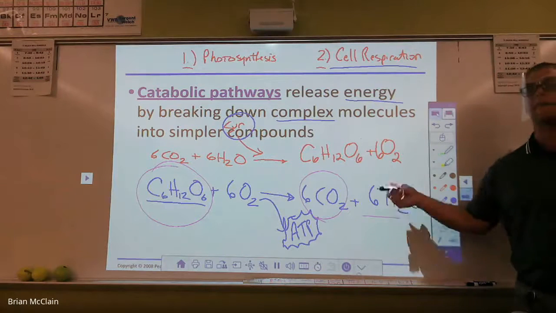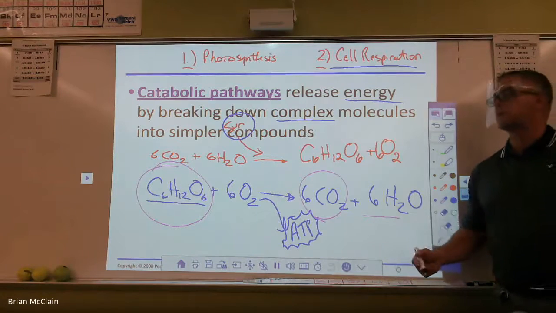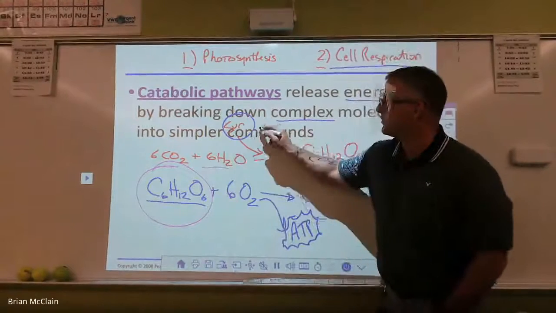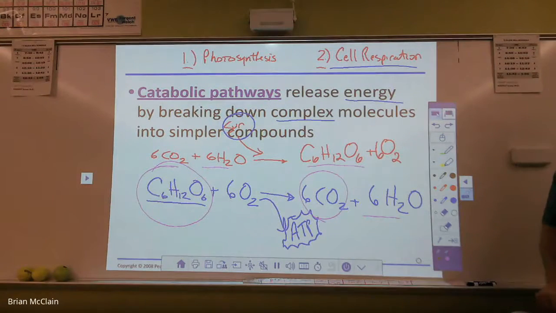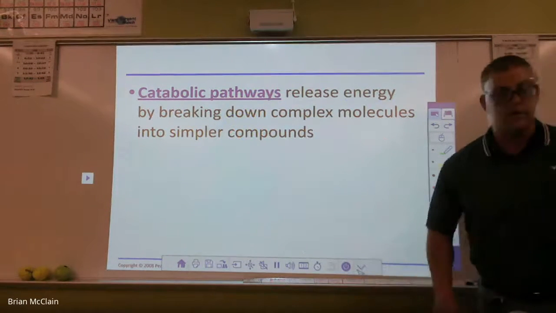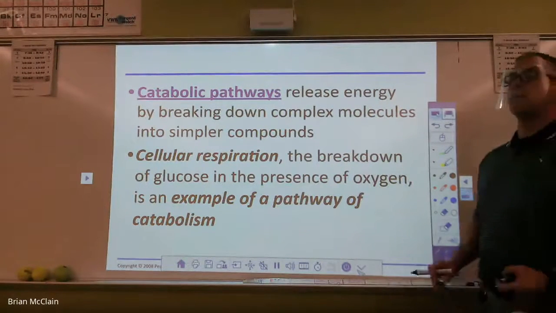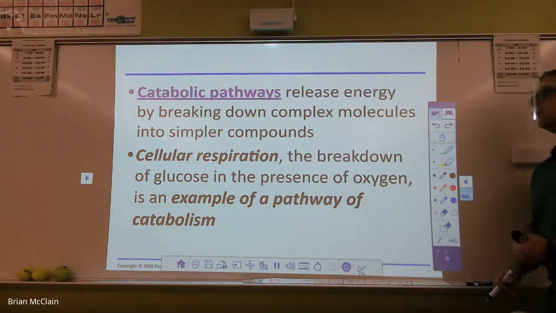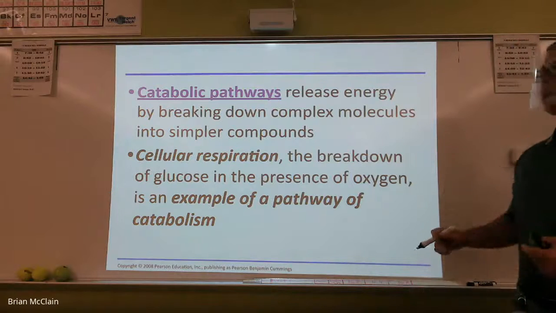So we might as well just talk about that while it's on here. If you have an anabolic reaction, you're building simple and simple. So here's a simple molecule, another one, with an investment of energy to build something more complex. Okay? So from my examples right here, a catabolic example would be cellular respiration. Us taking glucose in the presence of oxygen and breaking it down.